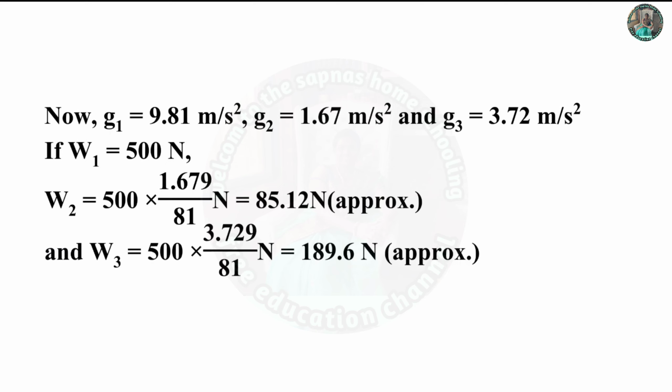So this is the optional project. If you want to do, you can do. If you don't want to do, you don't have to.